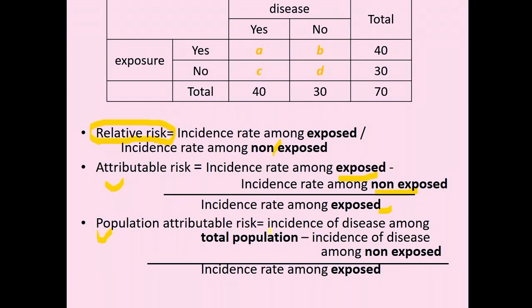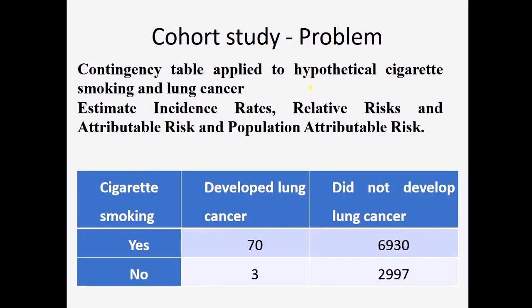It is given by the formula incidence of disease among the total population minus incidence among the non-exposed, divided by incidence among the total population. So here, instead of the exposed we have the total population in population attributable risk. Here is one problem with the cohort study: lung cancer present and absent, cigarette smoking present and absent. With this 2x2 table we are supposed to calculate the incidence rate, relative risk, attributable risk and population attributable risk.